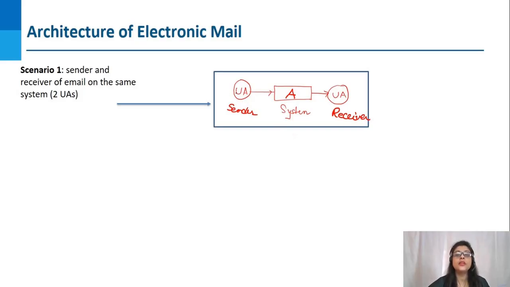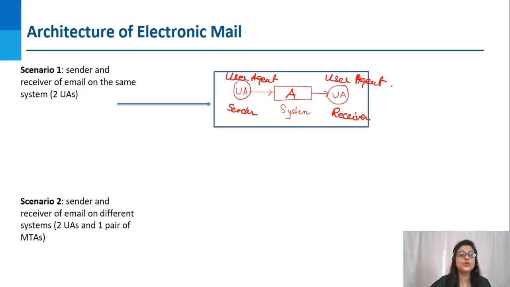So the sender will need a user agent. UA stands for the user agent. With the help of the user agent, the sender can create the email. It goes to the system and can be received by the receiver with the help of the user agent. This is scenario 1. This is the simplest case.